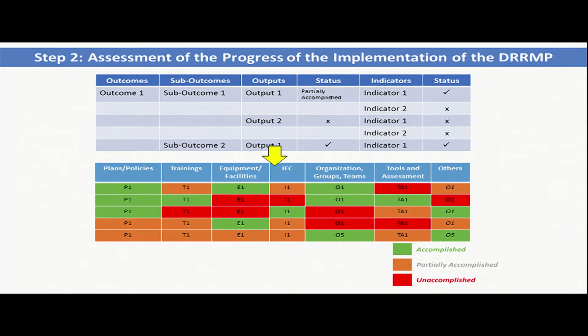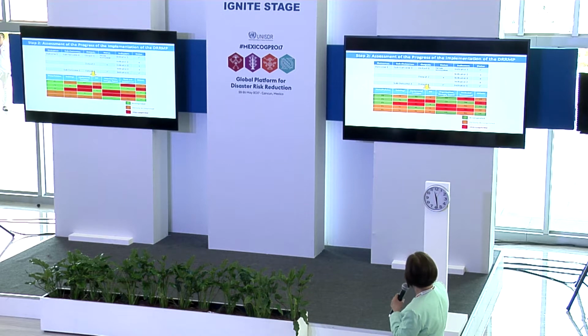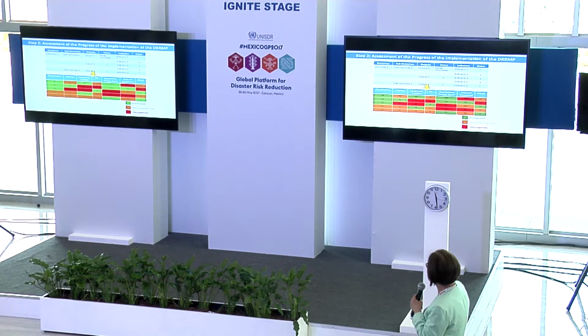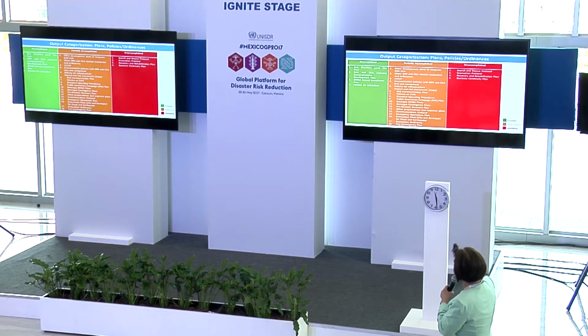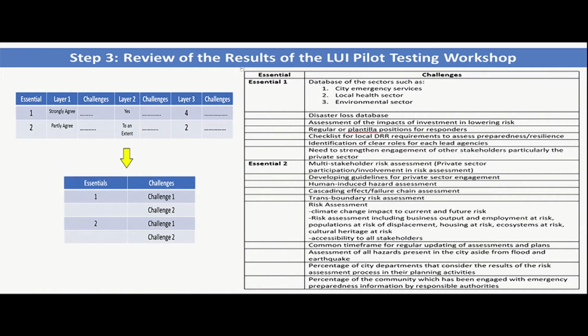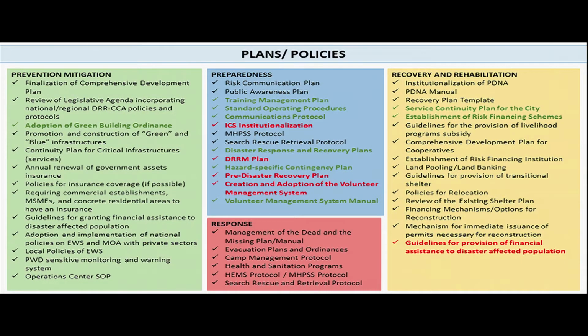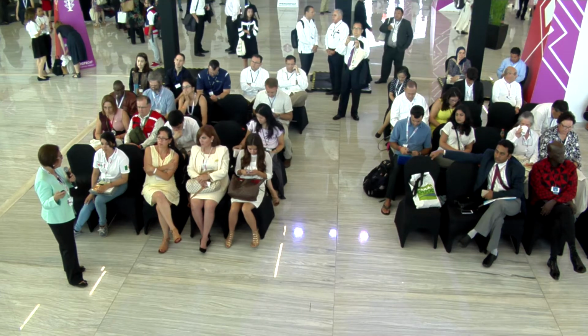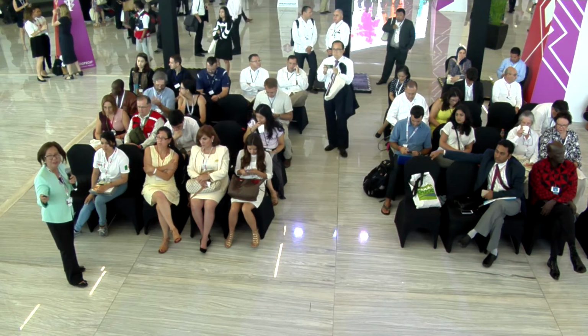The other step that the group accomplished is this assessment of the progress of the implementation of the DRRMP, because you really have to monitor whether the programs and projects that you set up in your plan are accomplished, ongoing, or not accomplished at all. So this is an example of the outputs. For plans and policies that were identified as a result of the gap analysis, these are now the projects that were identified to be funded in succeeding years.